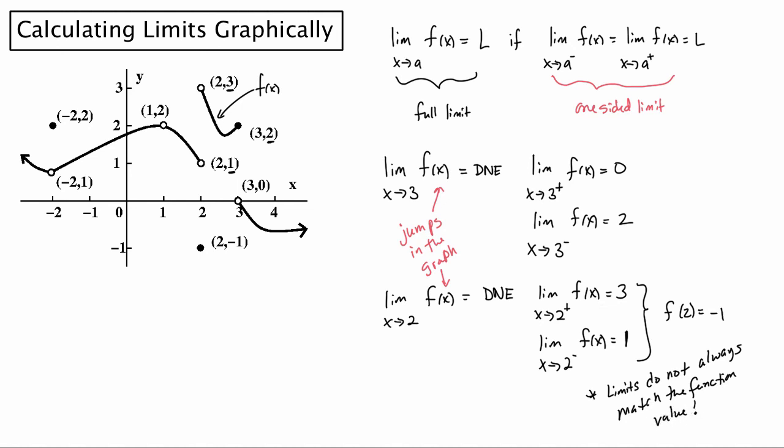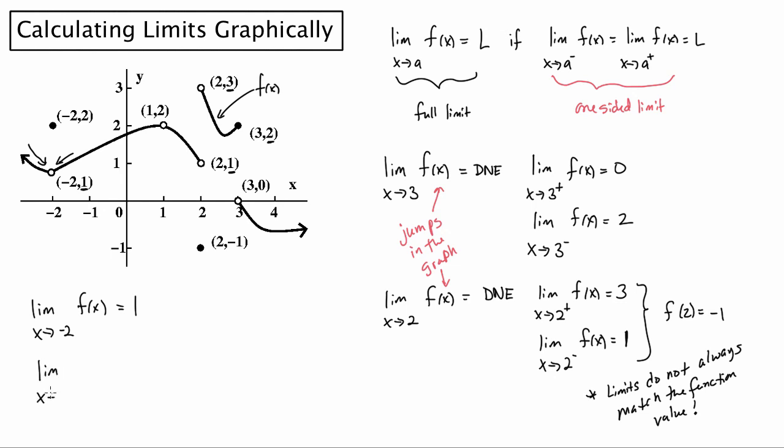So let's do one more limit here. Let's look at the limit as x approaches -2. So -2 is over here. As I approach -2 from the right, the y value is 1. And as I approach from the left, the y value is also 1. So in both directions, we get 1 as our limit. Notice the difference: even though the function value is not defined there, because there's not a jump, the limit at that point exists.